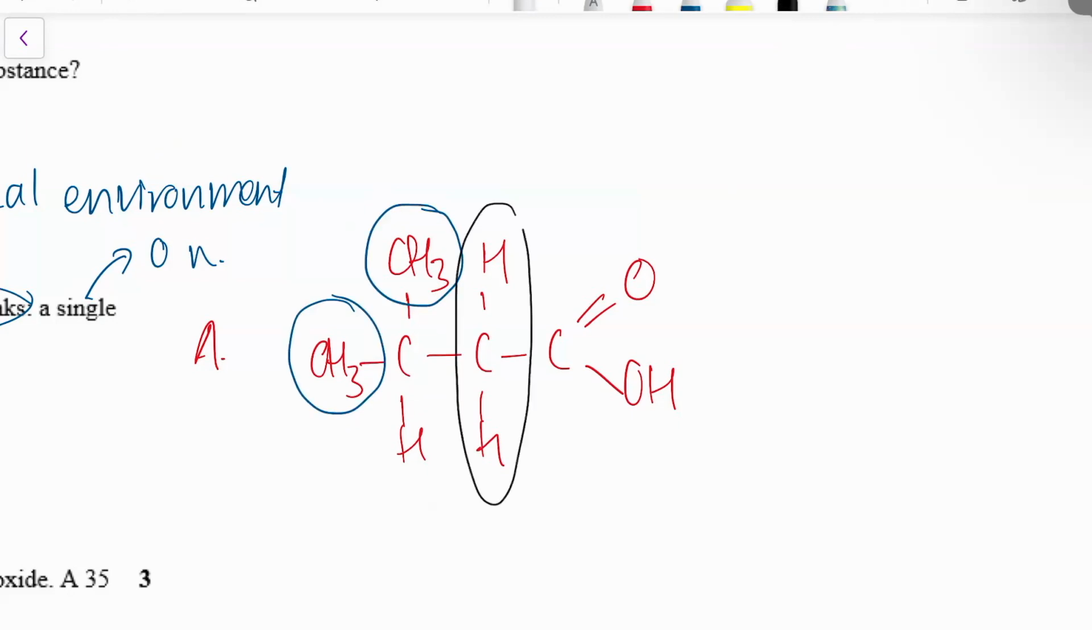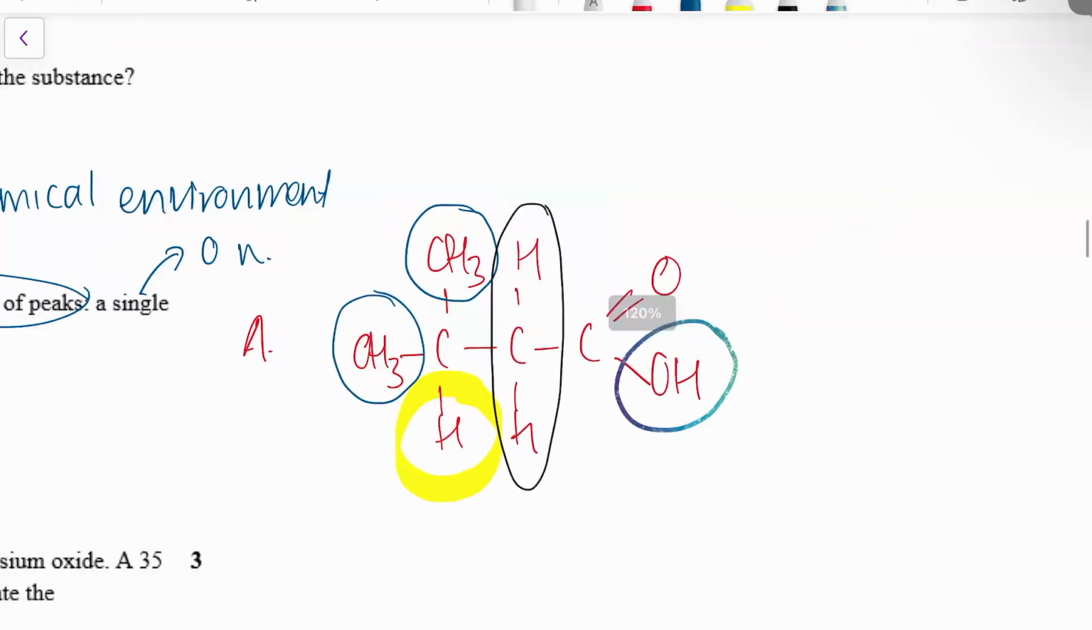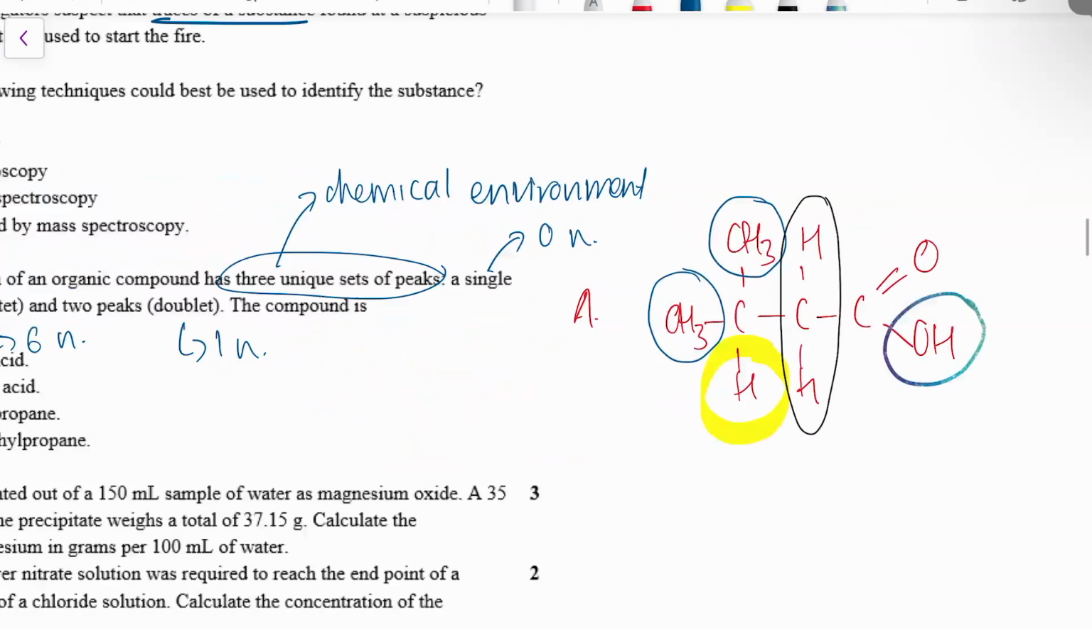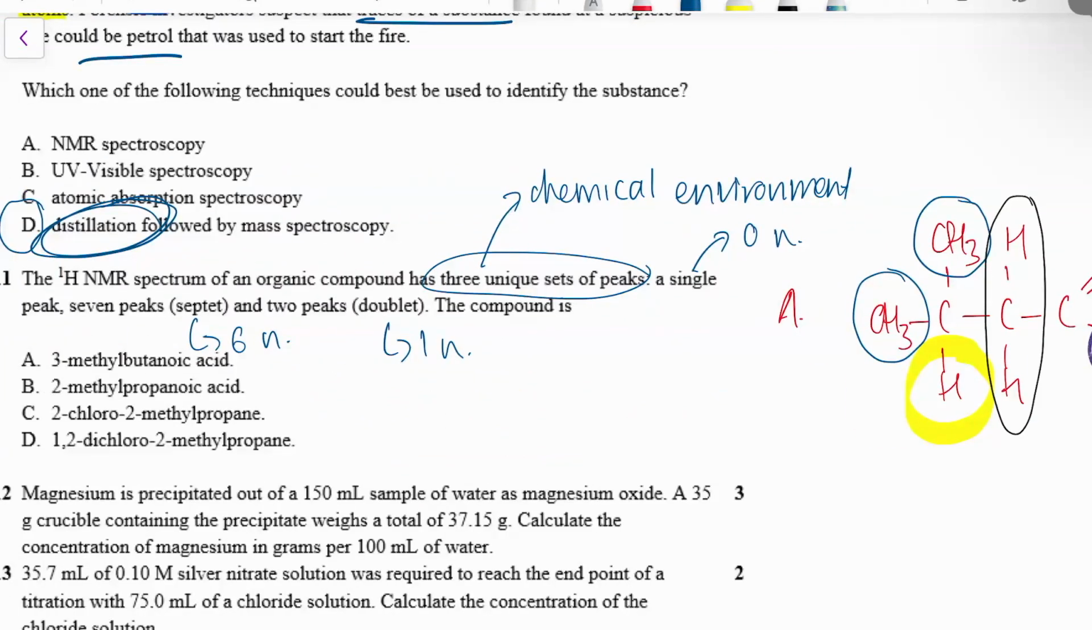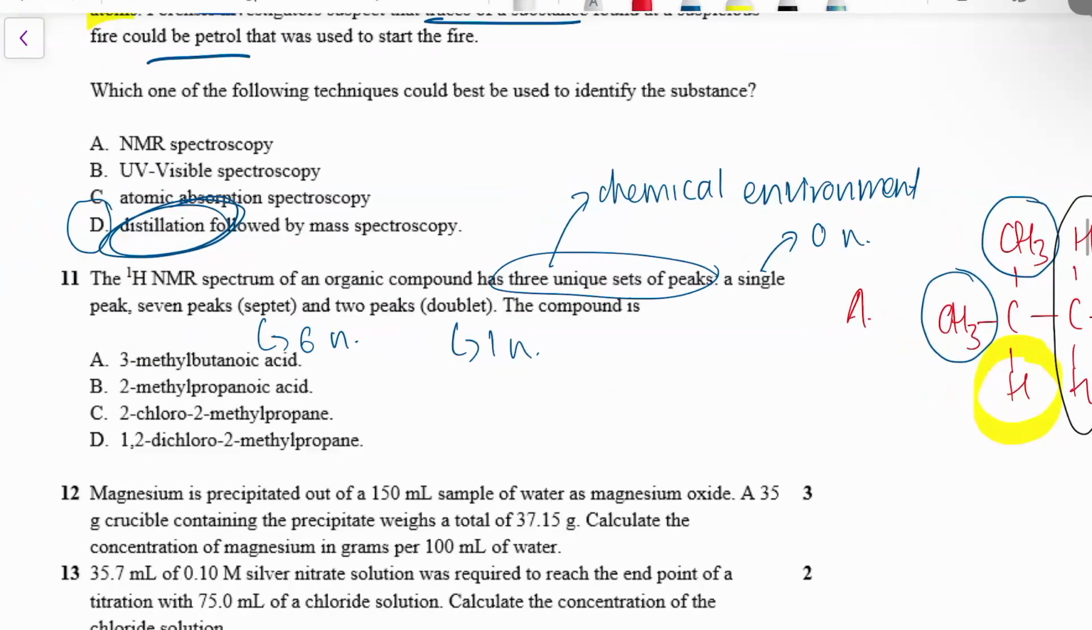These 2 hydrogens are bonded to the same carbon. This hydrogen is bonded to an oxygen. And this is also a single hydrogen, but it's bonded to a carbon. This single hydrogen is bonded to an oxygen. Different bonding won't have the same environment. So how many environments in total? 4. So we want 3 sets of peaks, 3 chemical environments, but we've ended up with 4. So A is not your answer.